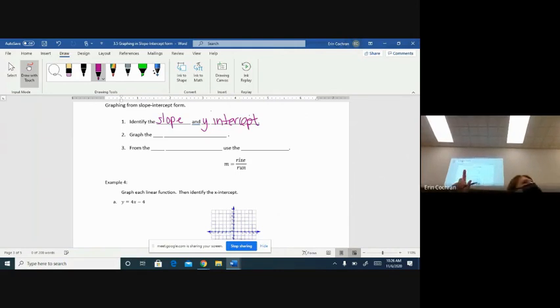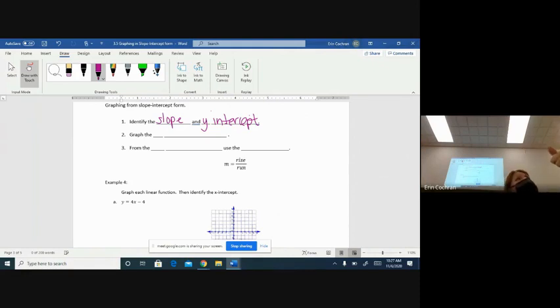Now, if we're in standard form, do I have to put it into slope-intercept form? No, I can find my x-intercept, I can find my y-intercept, right? Sometimes you might get fractions though. That's why a lot of times they put it into slope-intercept form. But it's okay. Now, if I have slope, what does slope mean again?